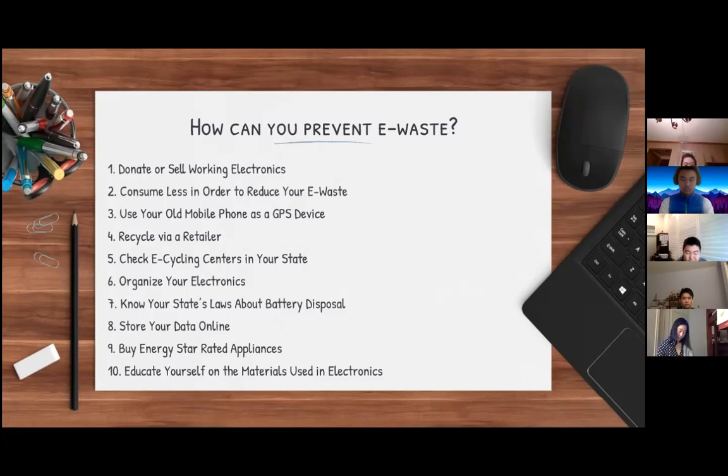And 10 was educate yourself on the materials used in electronics. So maybe sometimes when something is broken, you can fix it by yourself.